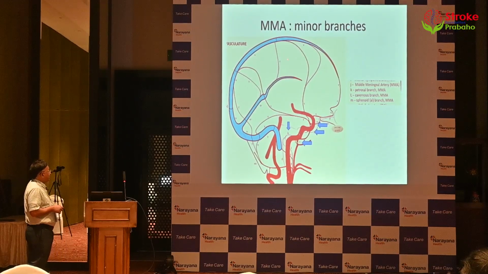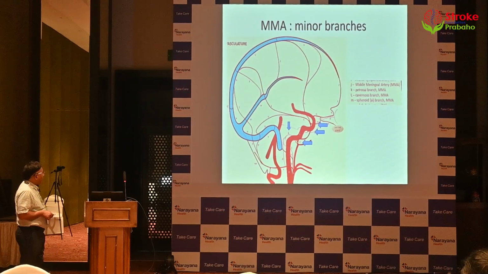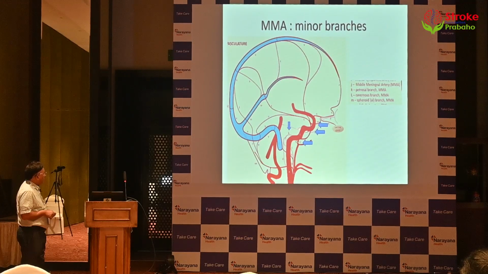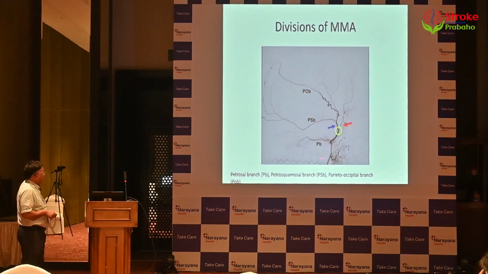There are some minor branches. The minor branches are from the petrous segment. So these are the small branches of the middle meningeal artery from the petrous segment. There are some branches from the cavernous segment, and there are some branches from the sphenoid segment. So this is the DSA, and this is the middle meningeal artery. This is the first branch, the petrosal branch. This is the posterior division, this is the anterior division, and this posterior division gives the petrosquamous branch and the parieto-occipital branch.